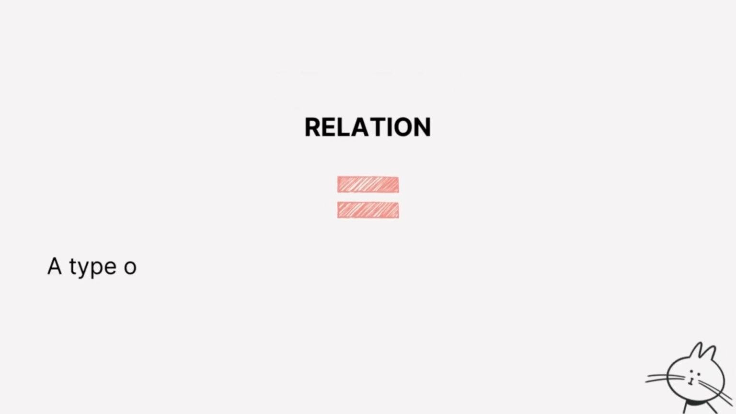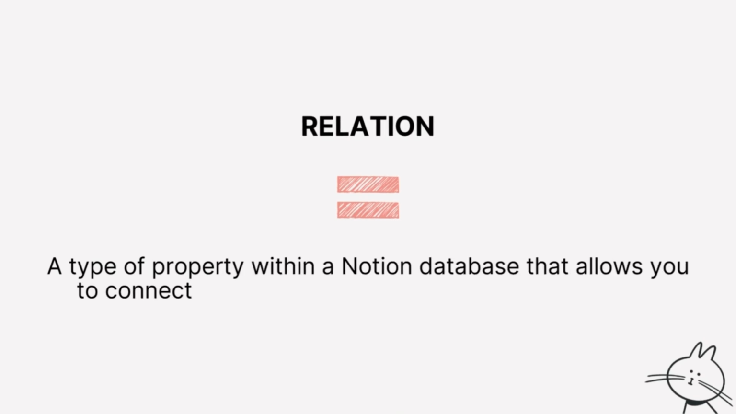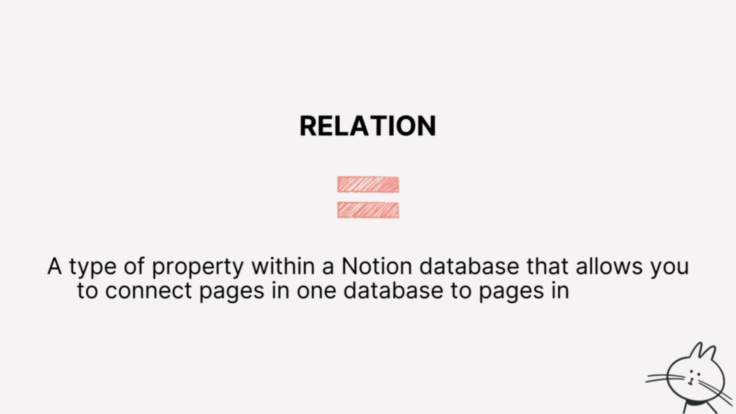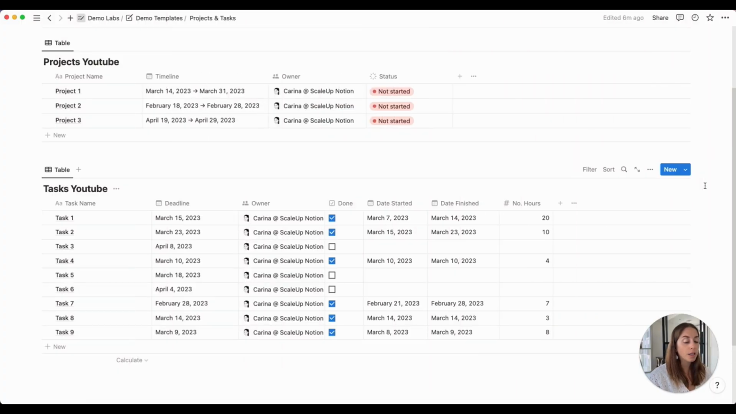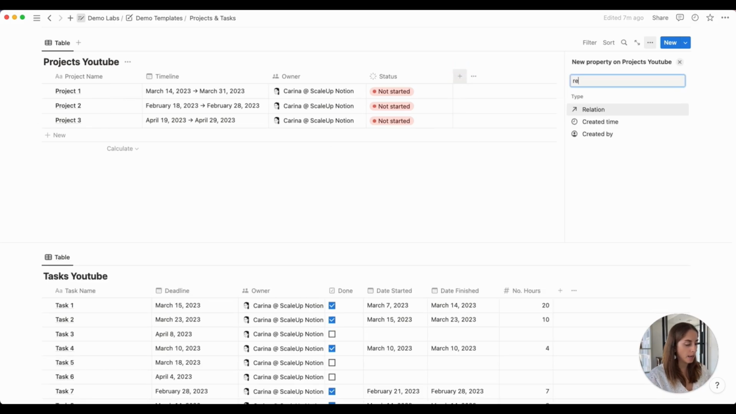So a relation is a type of property within a Notion database that basically allows you to connect pages in one database to the pages in another database. It can also be used to connect items within the same database, but we'll cover that in another video. So let's build our relation within our projects database so we can select the tasks that are associated with that project. And we'll do so by selecting a relation type property.